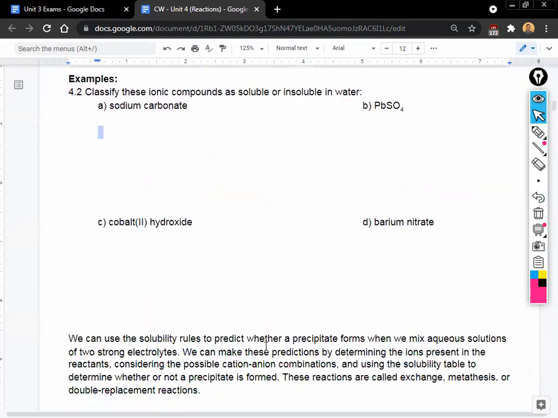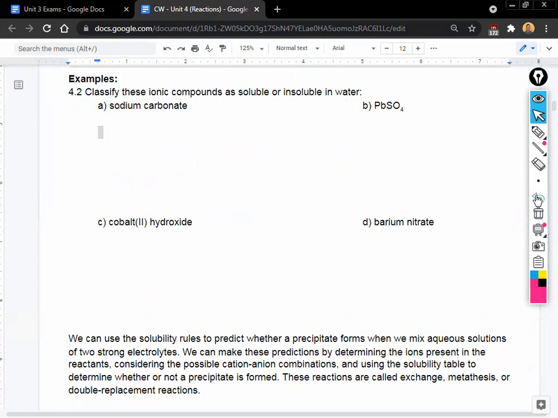Okay. All right, next we got cobalt 2 hydroxide. Who thinks this one is soluble? Who thinks it's insoluble? Dude, this is too easy. Should I just give you guys the answer to that? Yeah, so this one's insoluble. And then obviously barium nitrate is? Soluble. Yeah, soluble. Good. Okay, barium nitrate is soluble because it has nitrate, NO3-. That's one of the rules you need to memorize. Nitrate always likes to dip. Okay, so that's it.